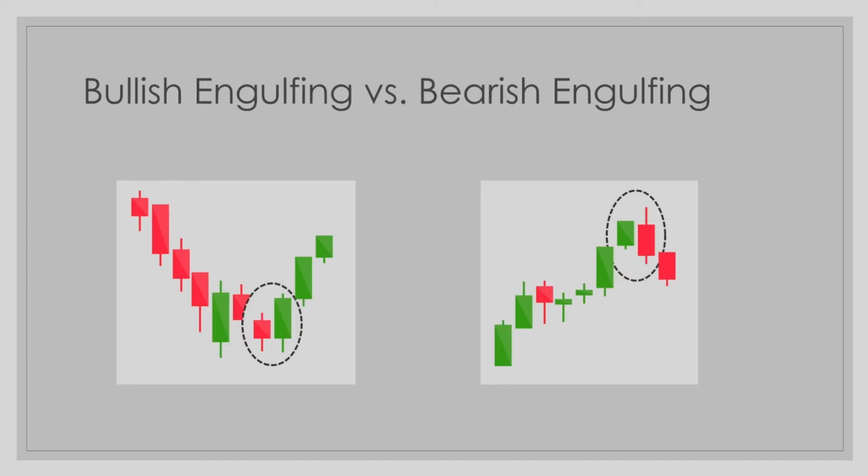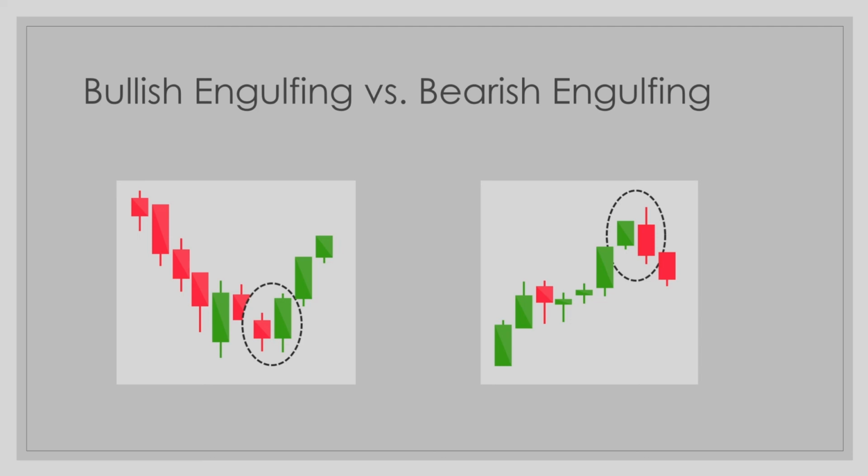The last two candlestick patterns are known as the bullish engulfing and bearish engulfing patterns. Finally, names that are simple and make sense. Let's talk about the bullish engulfing pattern first. The bullish engulfing pattern is quite literally a bullish pattern. It typically follows a move downwards and indicates a reversal upwards.